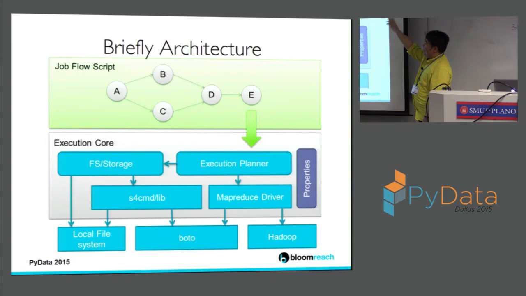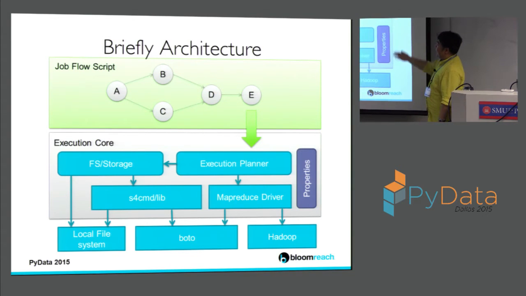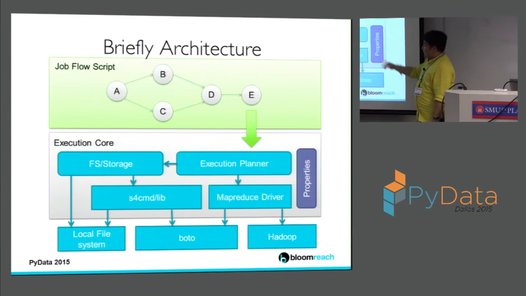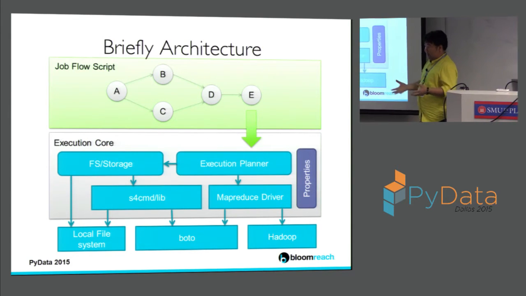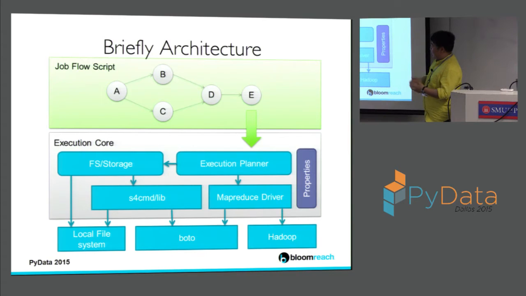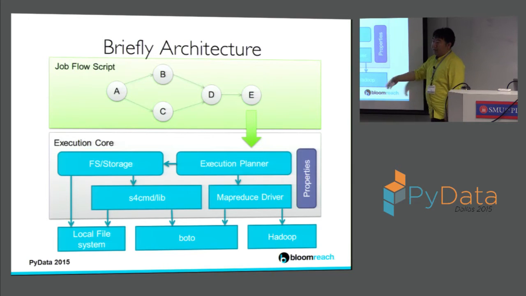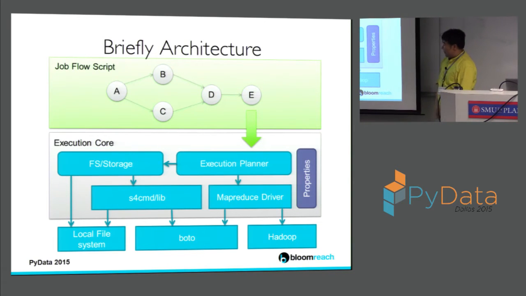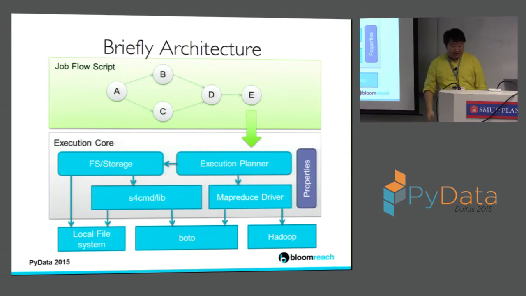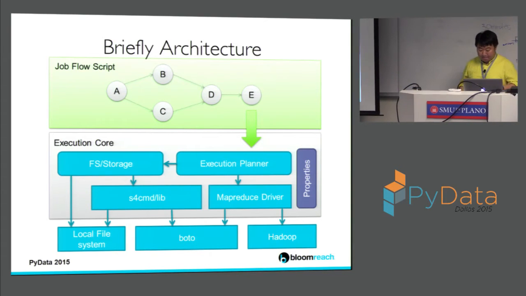So this is the architecture for Briefly. On top of it, we have meta programming. You build your own pipeline, and then it goes to the execution planner, which executes the job flow in multiple threads. It interacts with file storage and a MapReduce driver, and talks to Amazon through the Boto library, so you don't have to deal with the API yourself. And everything should be really clean.